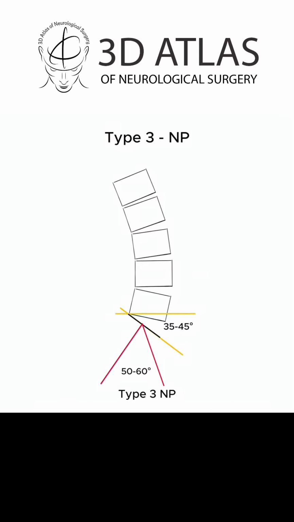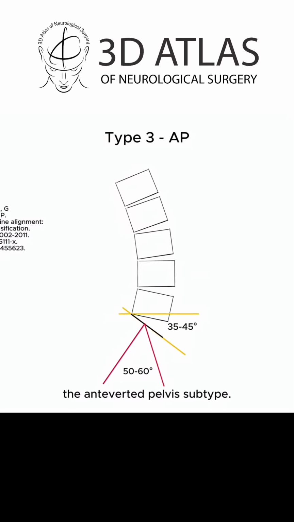Type 3, NP, the normal pelvis subtype, has a pelvic incidence between 50 and 60 degrees and a sacral slope of 35 to 45 degrees. The apex level is centered around the L4 vertebrae. The trunk is well centered over the pelvis, and the alignment is biomechanically efficient, what is deemed the most common and physiologic morphology.